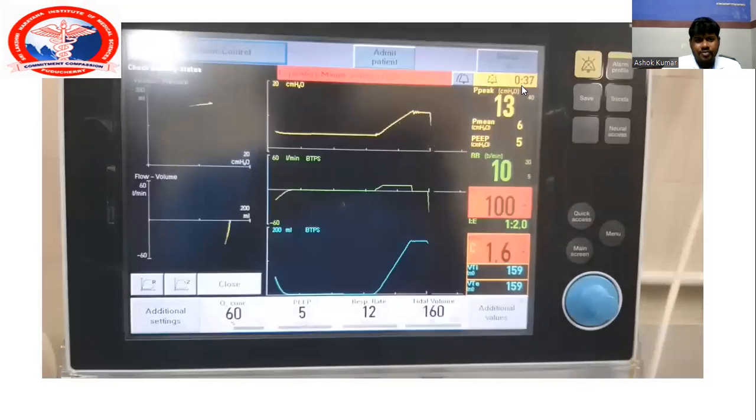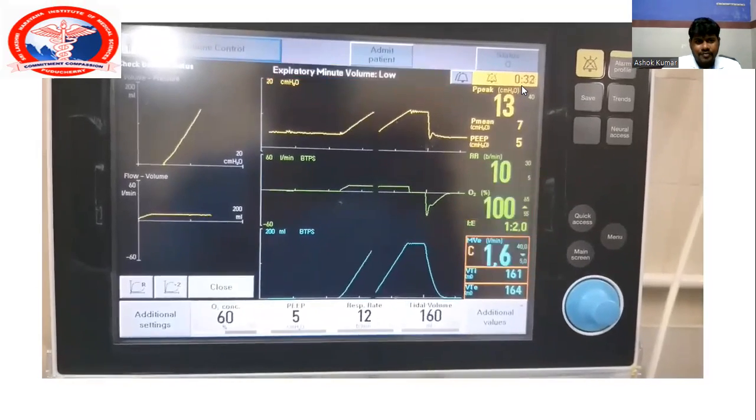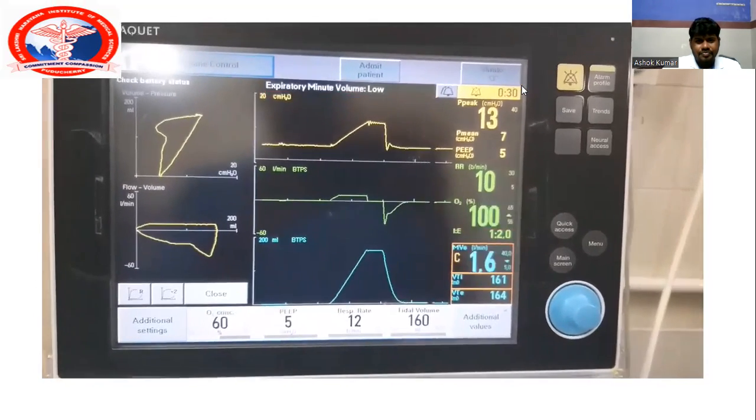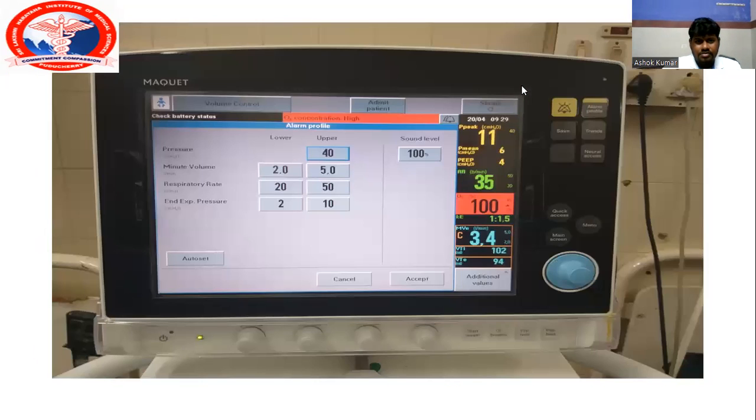You can see the acute changes by looking at the loops, the flow volume loops as well as the volume pressure loops. We can set the alarm profile by setting the upper and lower limits. For example, lower pressure will be 0, higher pressure will be 40, and lower volume will be 2 liters per minute, higher will be 5 liters per minute.